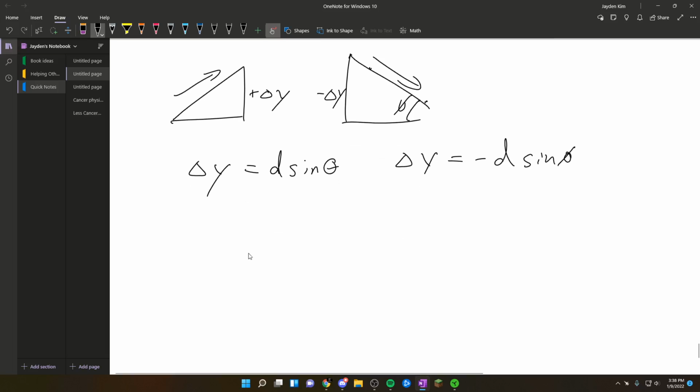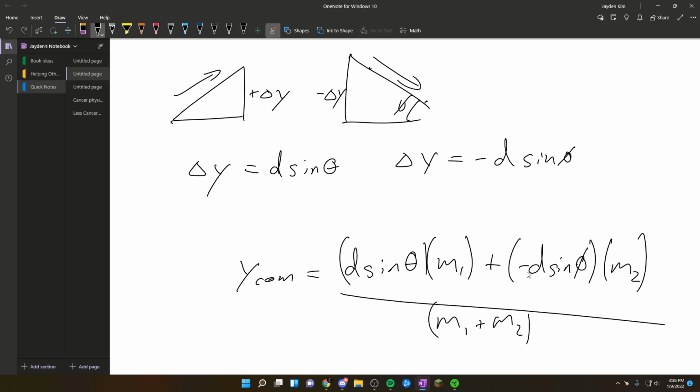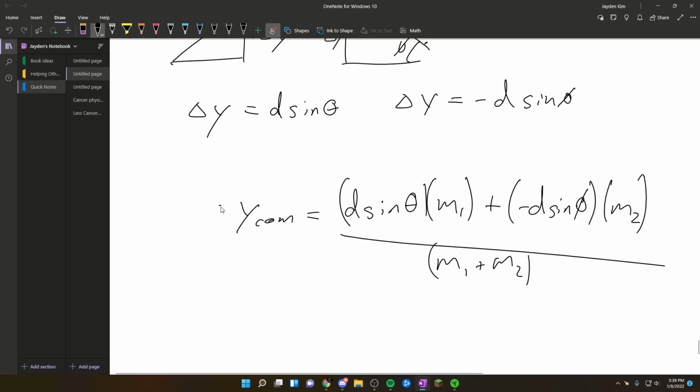So we just plug that back into the equation, move this over. It's gonna be equal to d sine theta m1 plus negative d sine theta 2 m2 all over m1 plus m2. But do be careful because sometimes the negative d sine theta depends on which mass moved. You guys should be able to figure that out on your own. I don't think it really matters because it's asking for the absolute value of the change, but yeah, that's pretty much it, guys. See you.